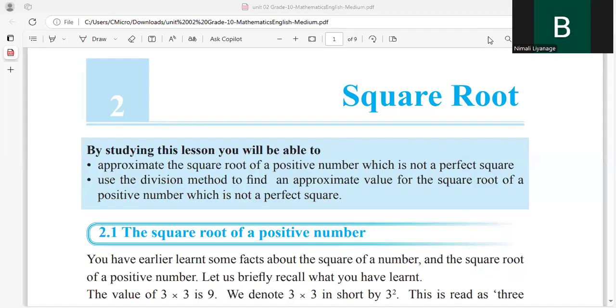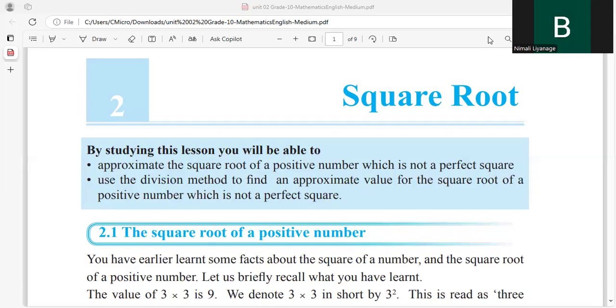Welcome all. Today we are going to explore the second unit of the grade 10 mathematics syllabus, square roots. By the end of this lesson, you will be able to reach these learning outcomes. What are they? Approximate the square root of a number that's not a perfect square, and use the division method to find square roots. Then apply square roots to solve real world problems.